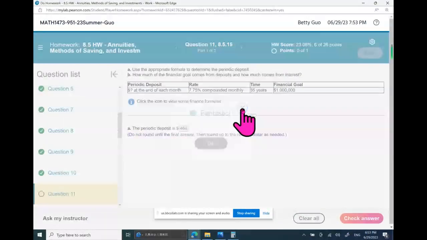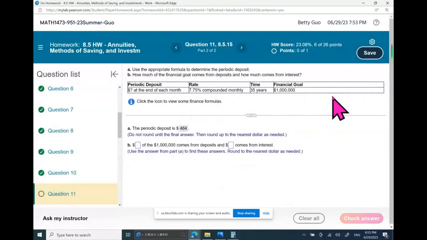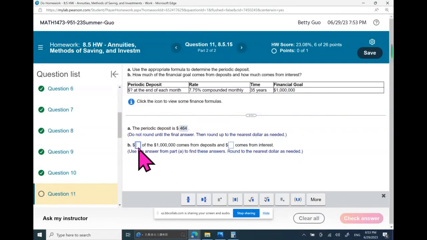All right, guys, so that's today. Two types of question about annuity. Regarding stocks, bonds, everything, you can figure out very quickly. If you have any questions about that, feel free to email me. We have Part B. I think you can figure out Part B yourself. Use 464 multiplied by 12 and multiplied by 35. That amount of money comes from the deposits, and the difference between the financial goal and your deposits would be the interest. I think you can finish that on your own.